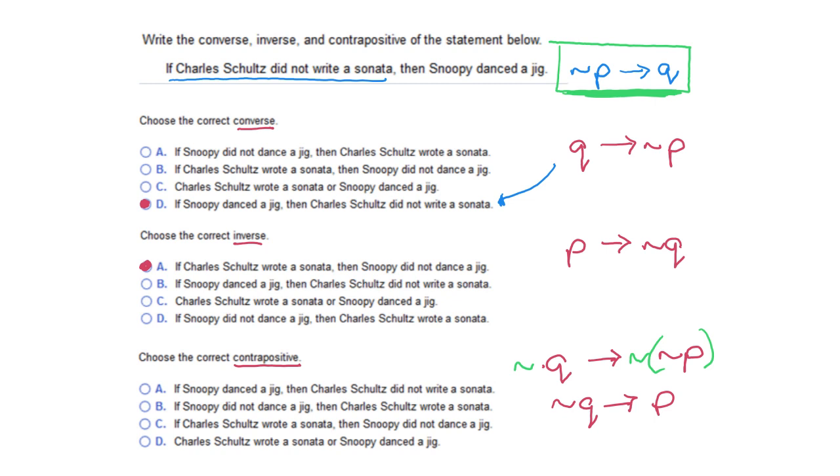If you remember, we did this earlier. The opposite of not P is equivalent to P. So the statement that follows this is, if Snoopy did not dance the jig, then Charles Schulz wrote a sonata, and that would be answer B.